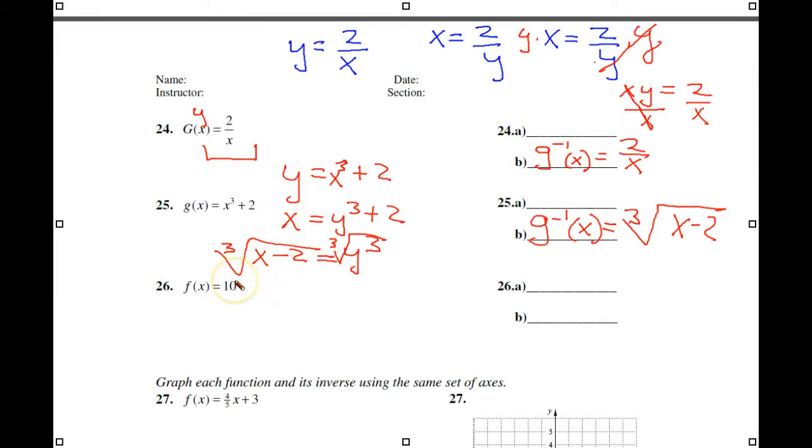And for number 26, when we have the function y equals 10, it's a horizontal line. So does this have a one-to-one? And the answer is no. Okay. Doesn't pass the horizontal line test.